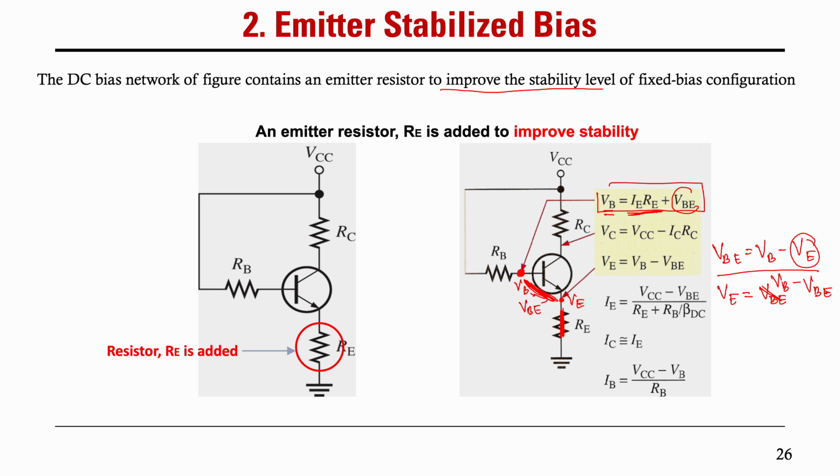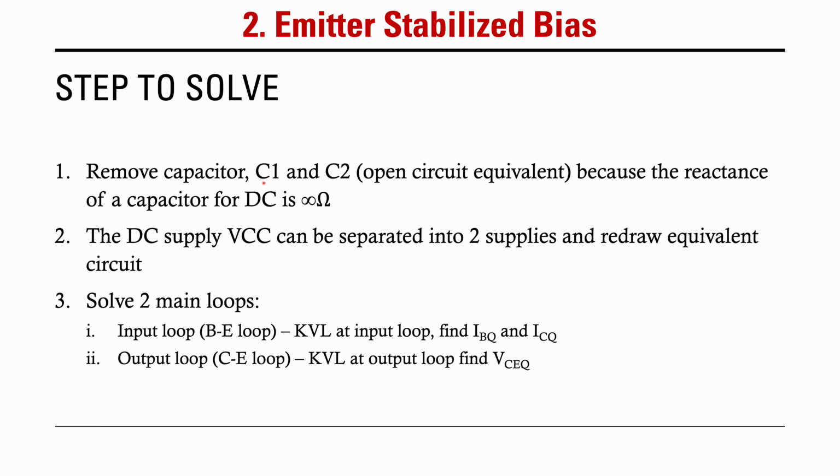Now let's look at the steps to solve. First of all, same as fixed bias, we need to remove the capacitor. Some of you might ask why we can remove the capacitor. Because in DC analysis, the reactance of a capacitor becomes infinity.